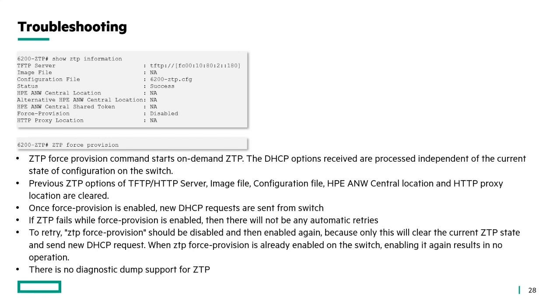If ZTP fails when the zero provisioning is enabled, then there will not be any automatic retries. And if you have to retry the process again, you should disable and then enable the ZTP force provision command again. So that will help clear the current ZTP state and then send new DHCP requests again. There is no diagram support for the ZTP process.